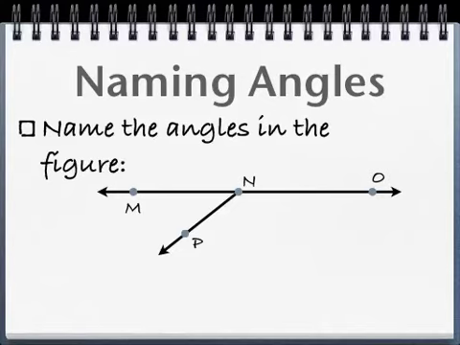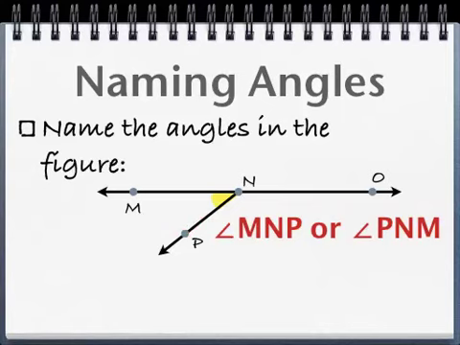Naming angles example. This asks us to name the angles in the figure. The first angle I'm going to start with is the acute angle, right here. I can name this with N in the middle because N is the vertex. M and P would be points on the sides of the angle. So I can name it angle MNP or angle PNM. It does not matter which one you use as long as the vertex is in the middle and your 2 points from the sides are on either side of the vertex.